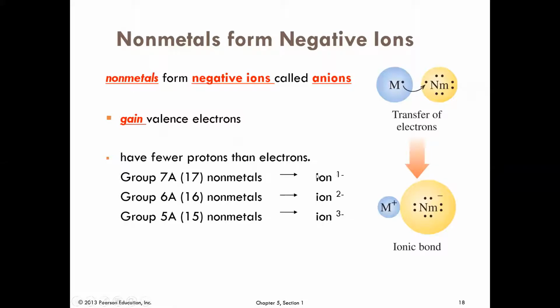And because we're gaining 1 electron, we become a -1. Anything in group 6 needs to gain 2, so it becomes a -2. And anything in group 5 becomes a -3.